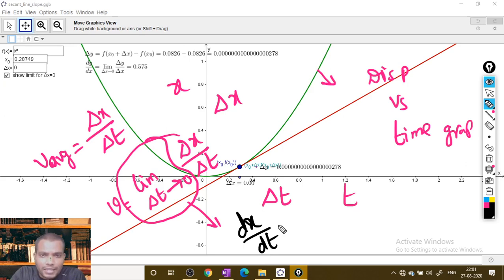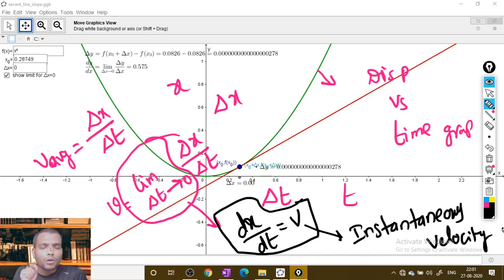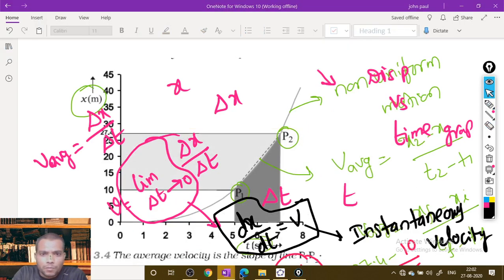So if we do dx by dt, it gives me velocity. Which velocity is this? This is the instantaneous velocity. What does instantaneous velocity mean? Velocity at that particular time, at that particular second. Now how can we read dx upon dt? We can read dx upon dt as displacement upon time.